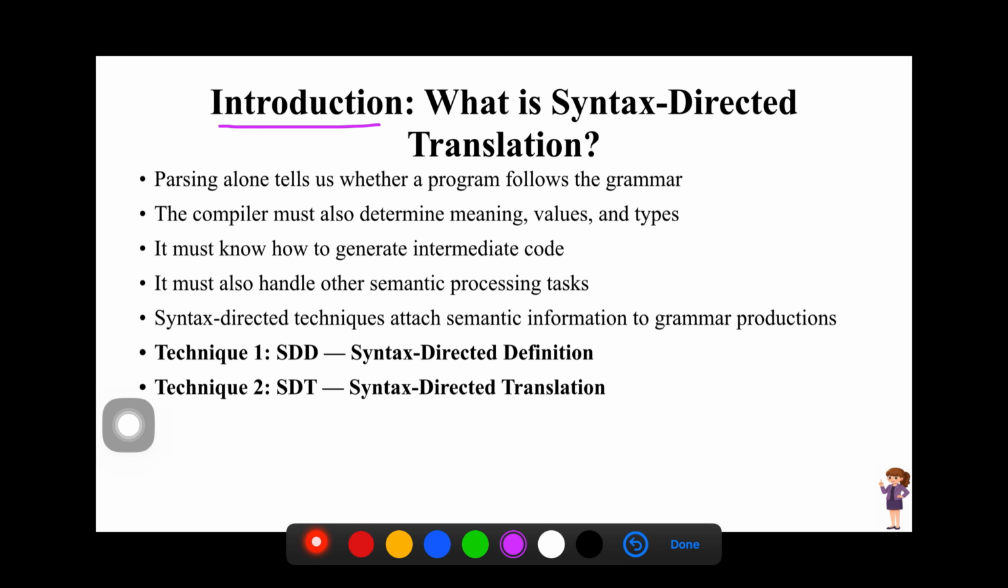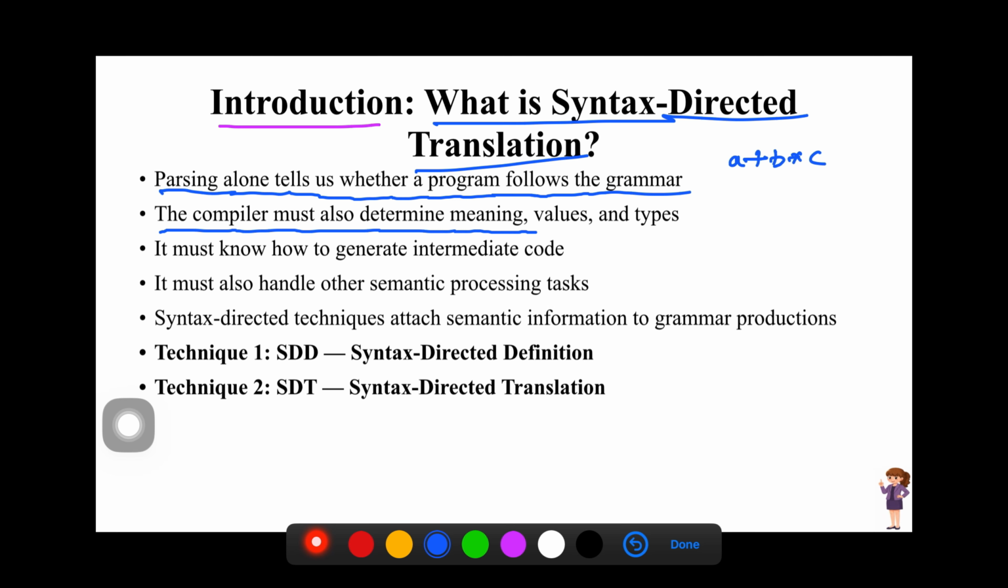Introduction. Let us first understand what syntax directed translation means. When we write the program, the compiler first needs to check whether the program follows the grammar of the programming language. For example, if I write A plus B star C, the compiler needs to understand the structure of this expression. But checking the syntax is not enough. The compiler also needs to determine the meaning of the expression, perform the type checking, calculate the values when required, and eventually generate the intermediate or target code.